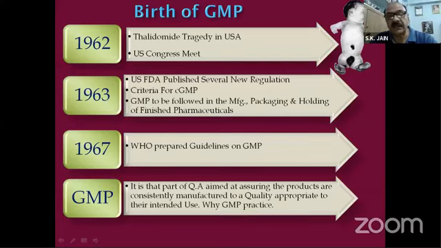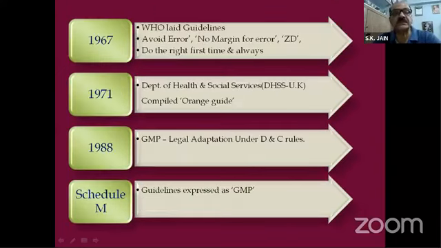And in 1967, WHO prepared a guideline for GMP, good manufacturing practice, for manufacturing pharmaceutical products. GMP is the part of quality assurance aimed at assuring that products are consistently manufactured to a quality appropriate to their intended use, right? So this is the purpose of the GMP.